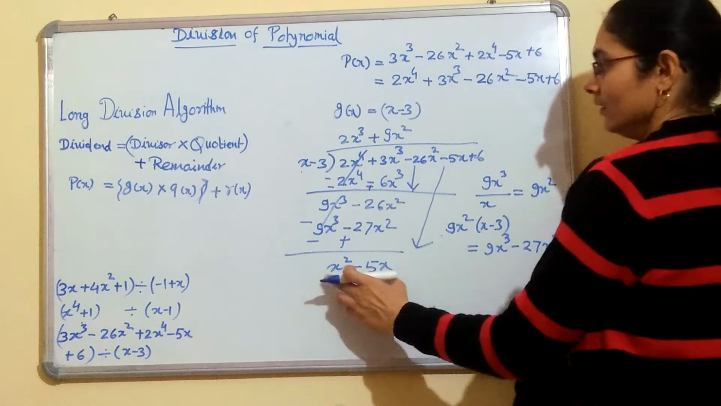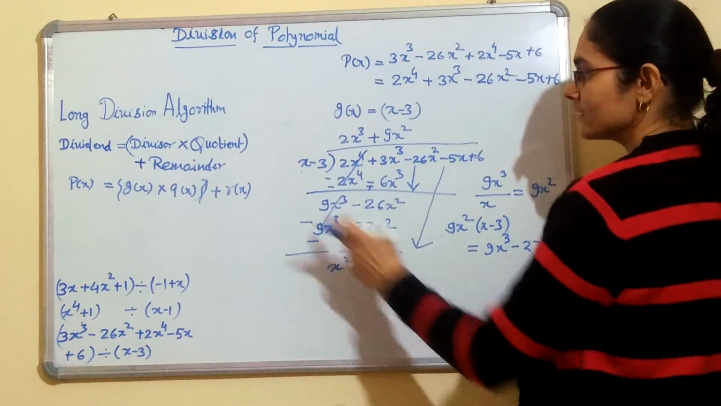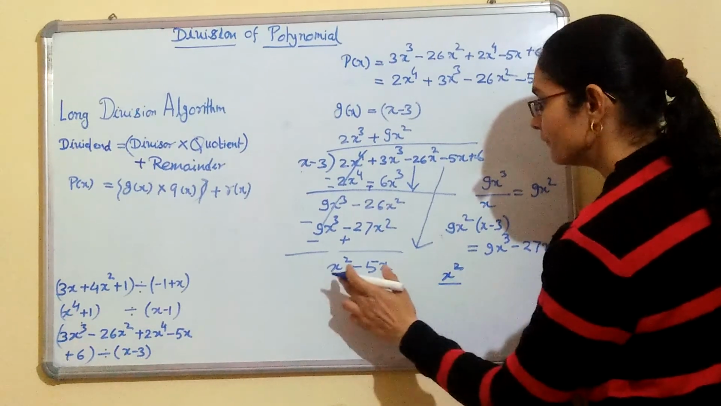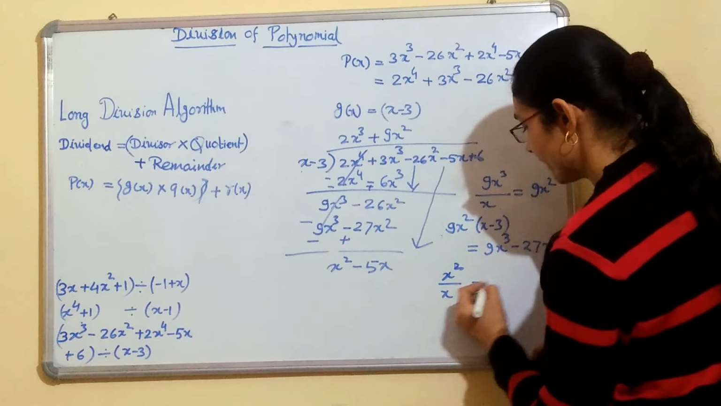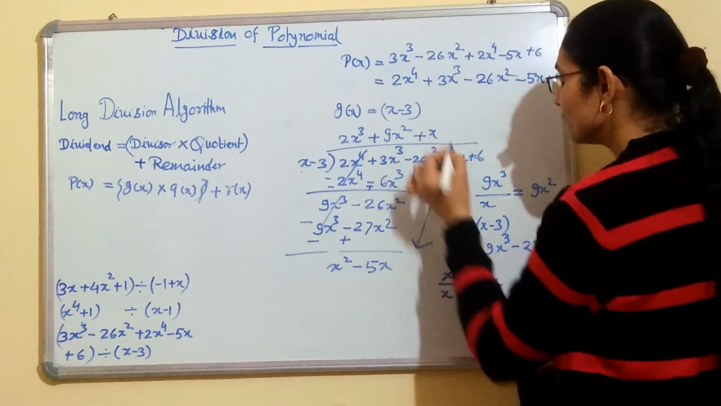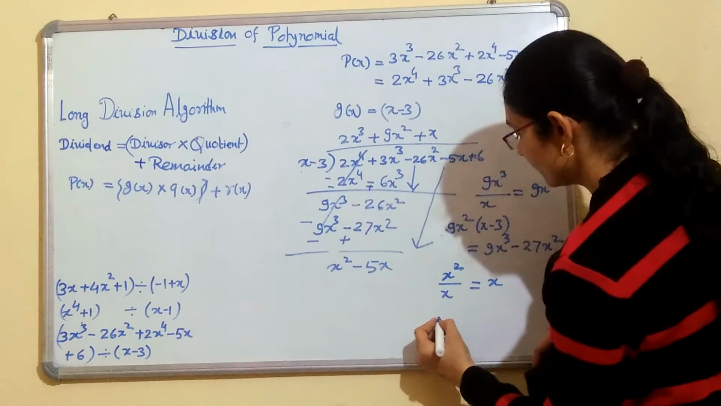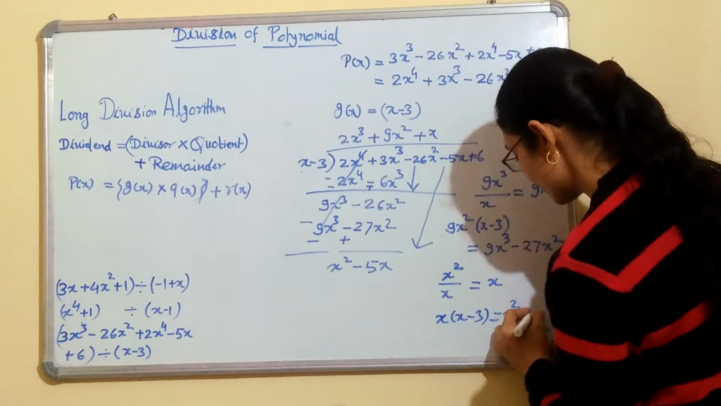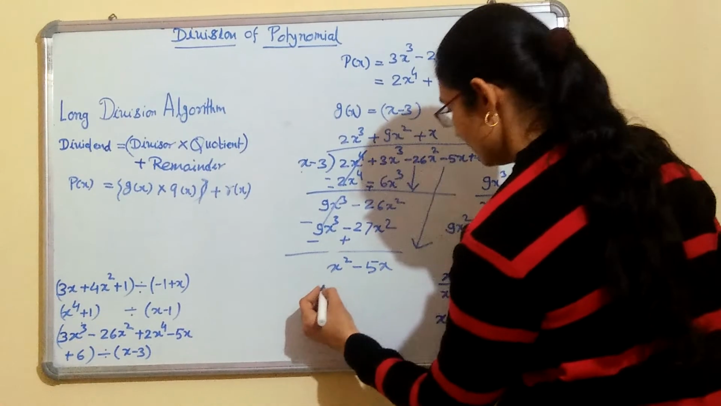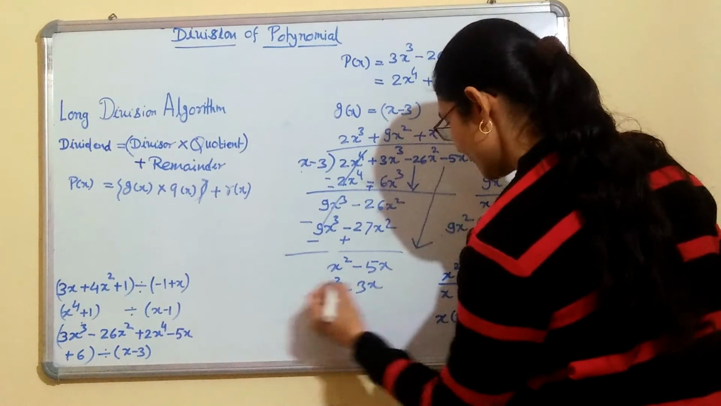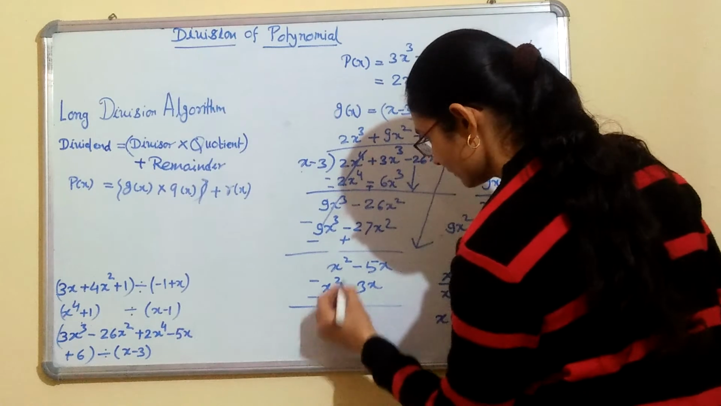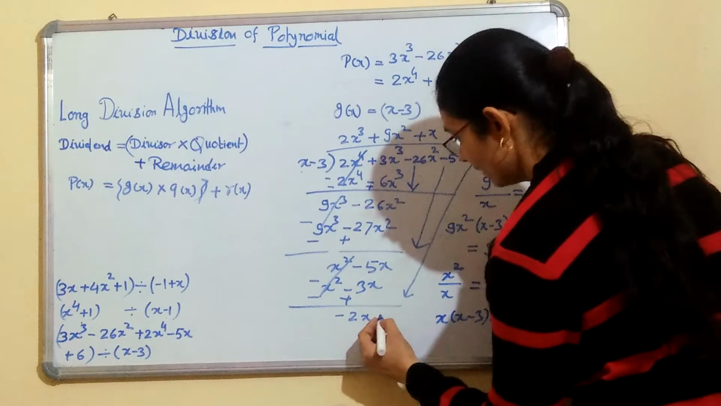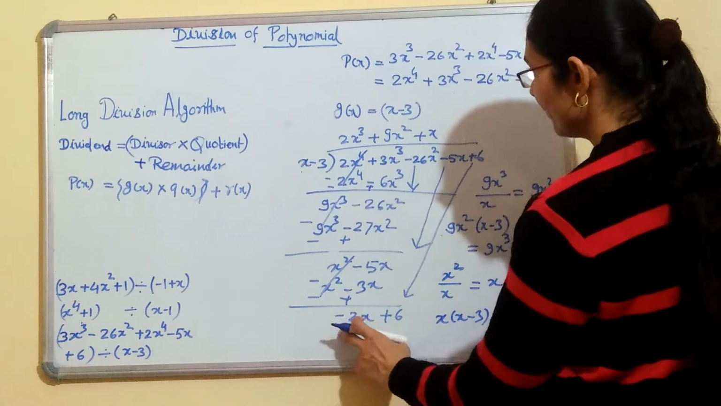नाउ डिग्री ऑफ दिस पॉलिनोमियल इज ग्रेटर देन द डिग्री ऑफ द डिवाइजर, तो डिवीजन अगेन होगा. सो विद द सेम मेथड, first term of the dividend divided by the first term of the divisor, we get x. This is the third term of the quotient, and multiply this with x minus 3, that means with the divisor, we get x square minus 3x. Subtract this from this dividend, we get minus 2x now plus 6.